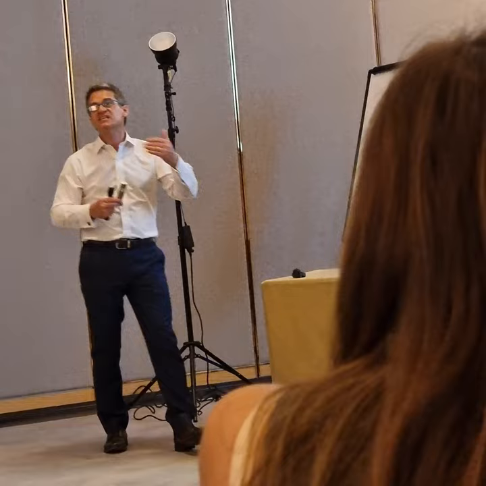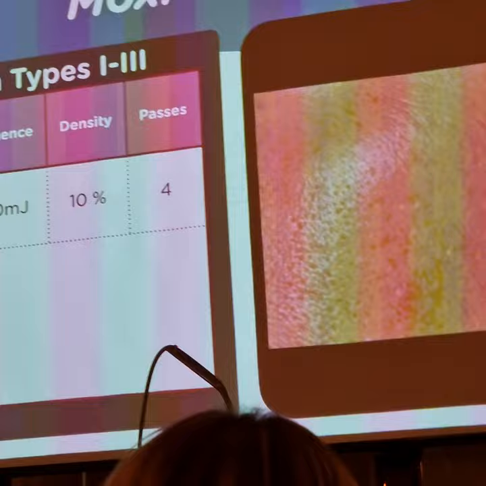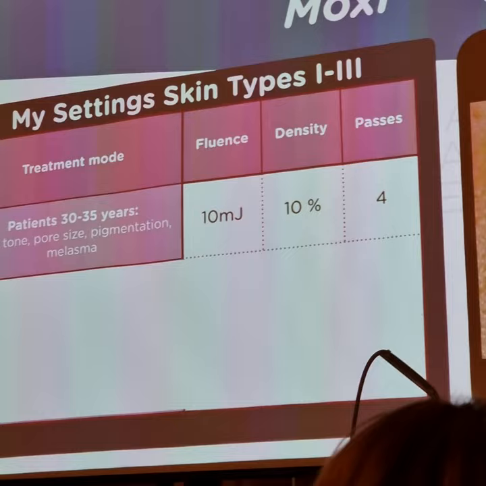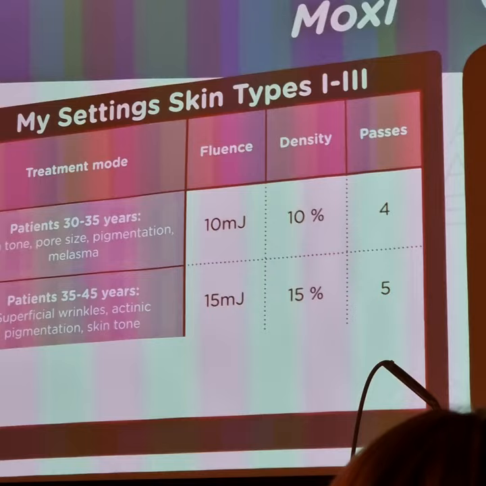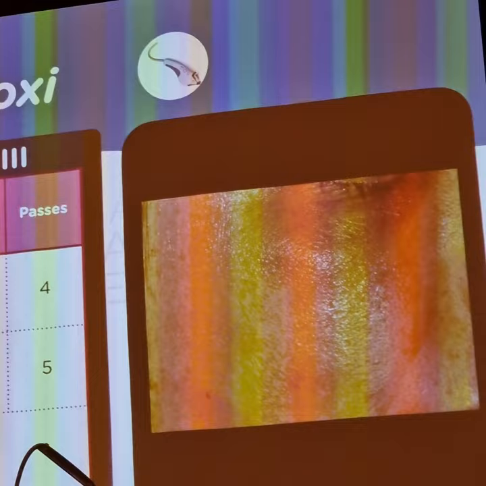So this will be the typical patient that I look at their face and they have a little bit more than the improvement I will get with BBL and Clear Skin. 10-10, it needs about 4 passes. Patients between 34 and 35, they have a little bit of superficial wrinkles, a little more actinic pigmentation, and the skin tone is a bit worse. In that case, I will increase to 15 minutes, 15%, a little bit like this type of skin.